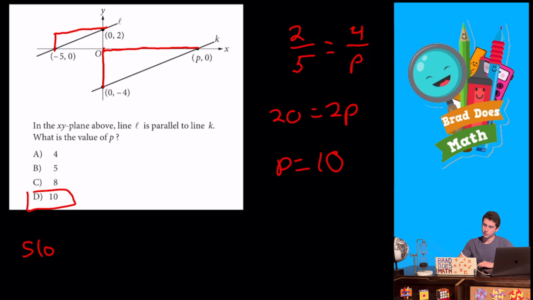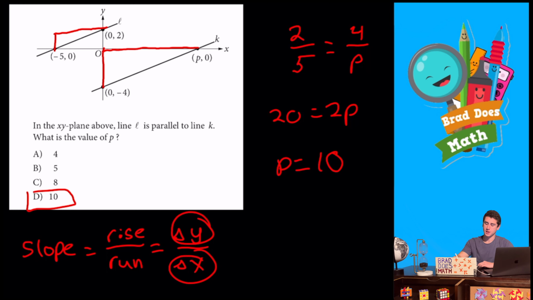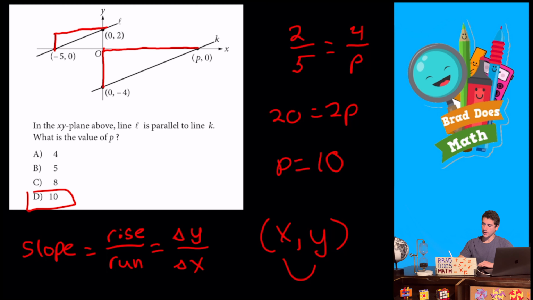Slope is your rise over run. Rise is your change in y. Run is your change in x, right? You subtract the y's, subtract the x's. Now, something that confuses people is that whenever you have a point, it's always x comma y. So your x coordinate comes first, then your y coordinate.